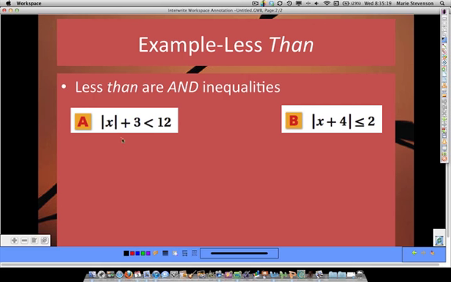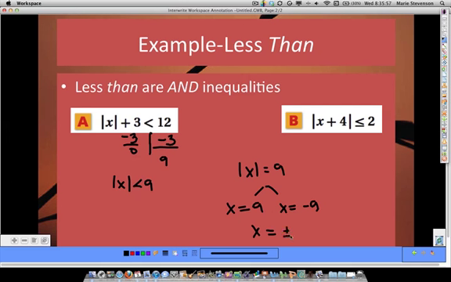Now, if you remember in Chapter 2, we had to split up the absolute value, but before we could do that, we had to move anything that was next to it or multiplying it. In this case, it's that 3. So we're going to subtract 3 from both sides. 12 minus 3 is 9. So now we get the absolute value of x is less than 9. If this was an equation from Chapter 2, we could automatically say x would be 9, x would be negative 9.